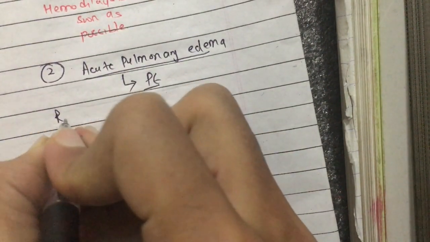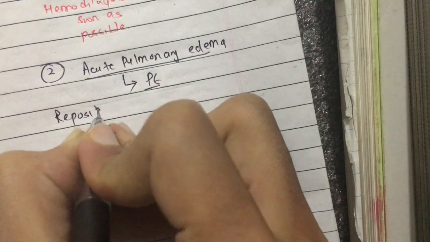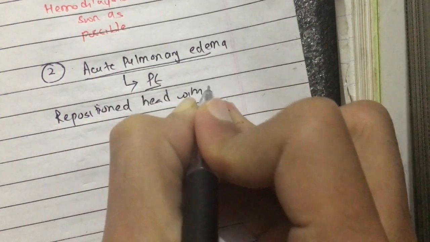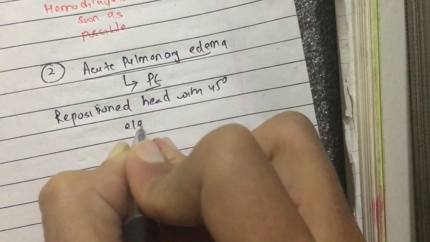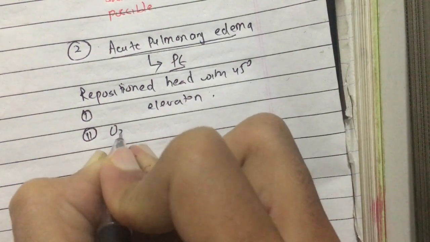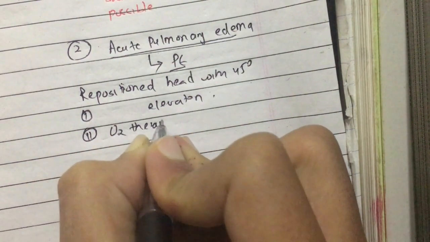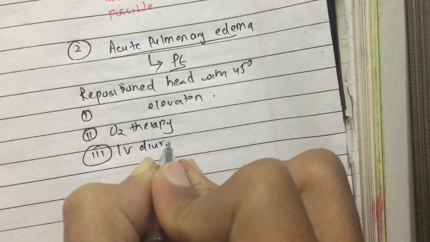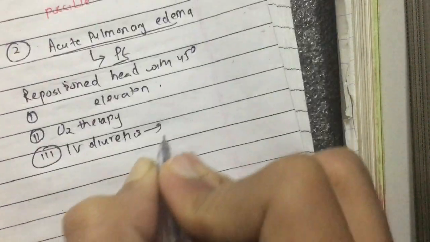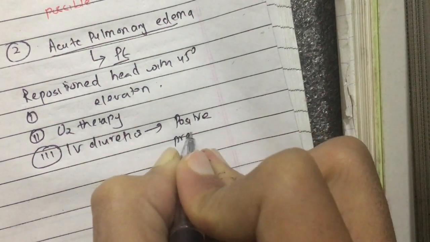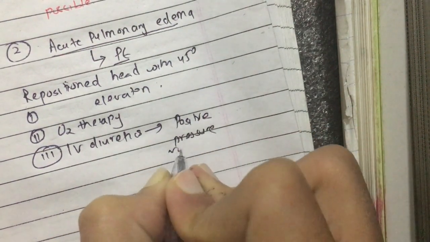Okay, so what should be done? First, repositioning of the head, with the head elevated to 45 degrees. Second is oxygen therapy, and third is IV diuretics, and sometimes positive pressure ventilation can be done.